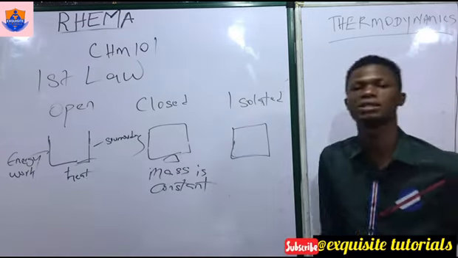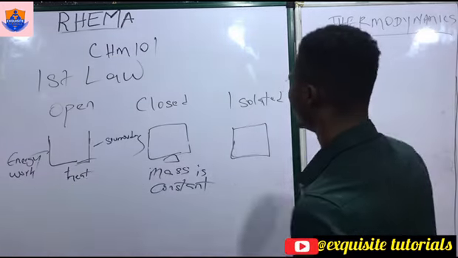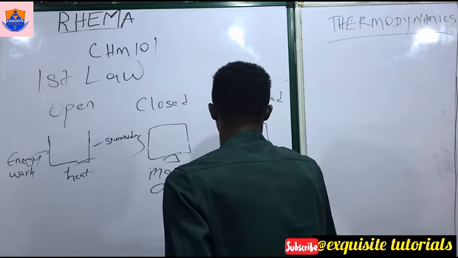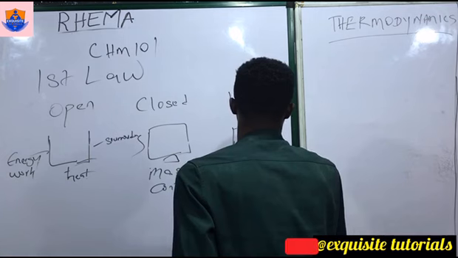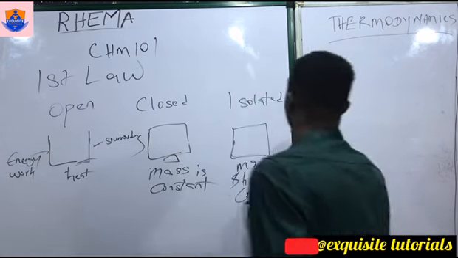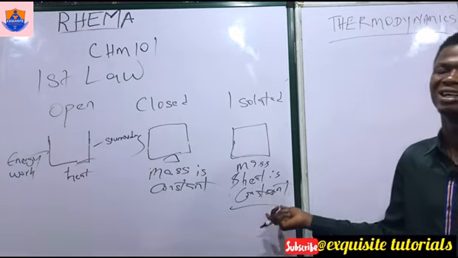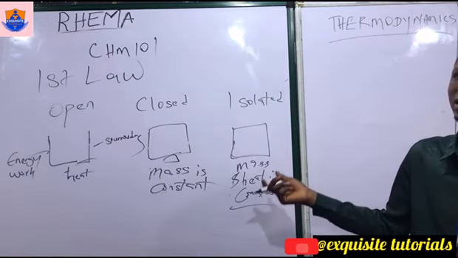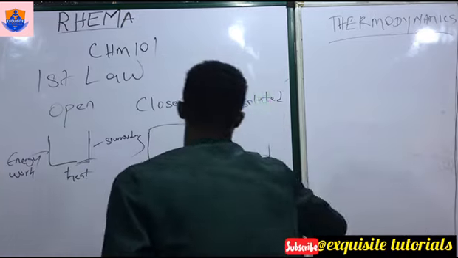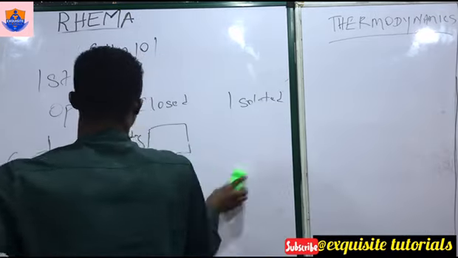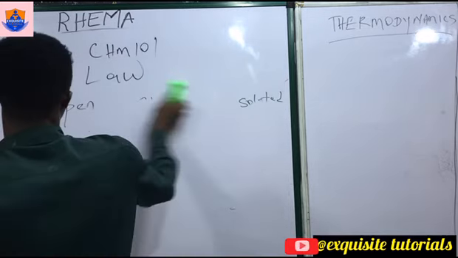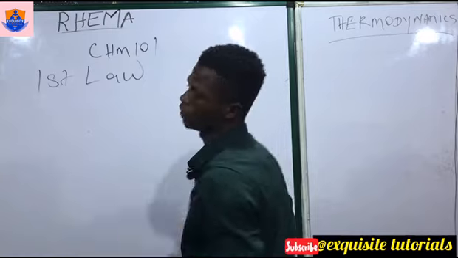But an isolated system is that system that both mass and heat is constant. Both mass and heat is constant because heat cannot be transferred, neither can work be done on an isolated system. Now, let's forget about the systems. Now, let's go back to the internal energy of a system.